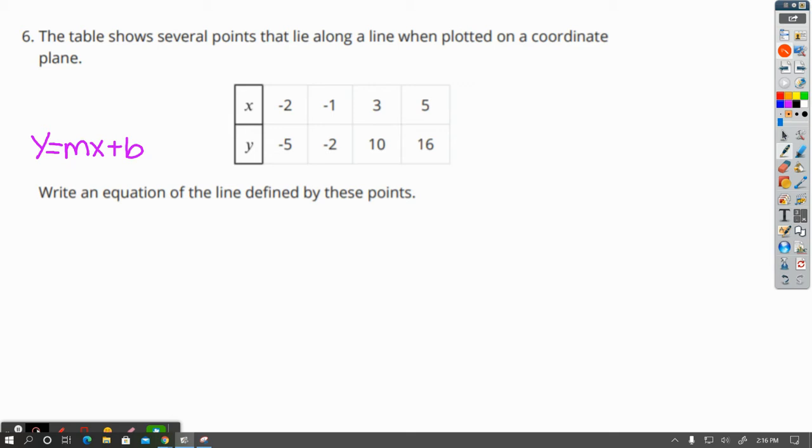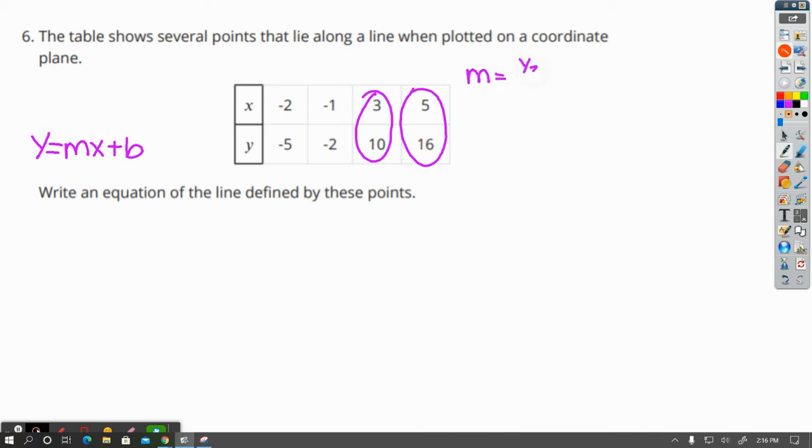If you're really good at finding patterns, you can kind of look at the values of x and see what you do to get them to be y. Or you can use the slope-intercept form and find the slope by looking at 2 points. And so if you're good at finding patterns, that's great. If not, I would suggest trying to calculate the slope.